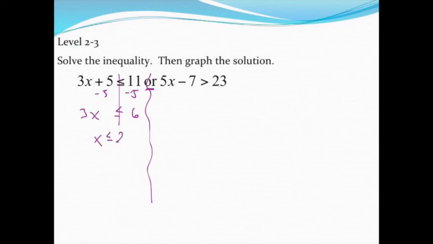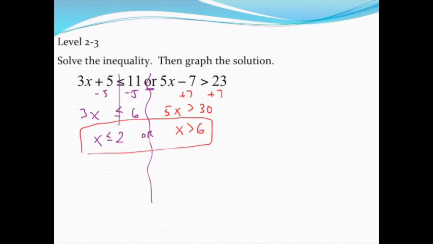So on one side, I end up with this solution, x has to be less than or equal to 2. I should probably write my OR in between. Go ahead and do the other side of your inequality. Again, whatever you do to one part of these OR inequalities has absolutely zero effect on the other side. So 5x has to be greater than 30, divide both sides by 5, so x has to be greater than 6. So there's my solution sort of written as an inequality.